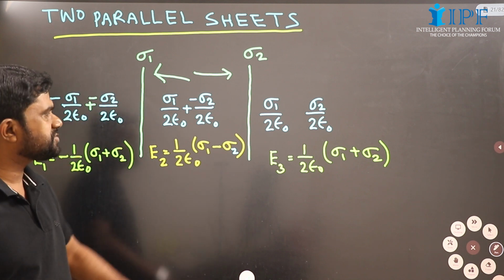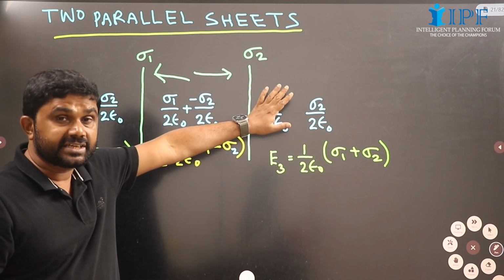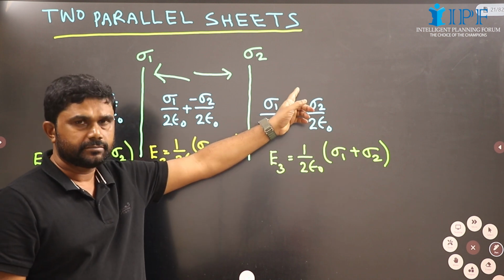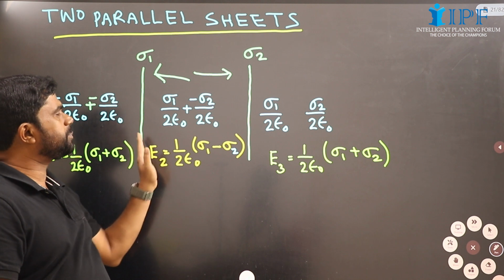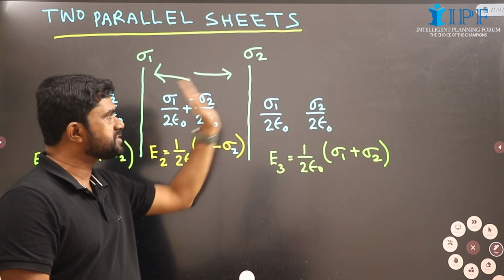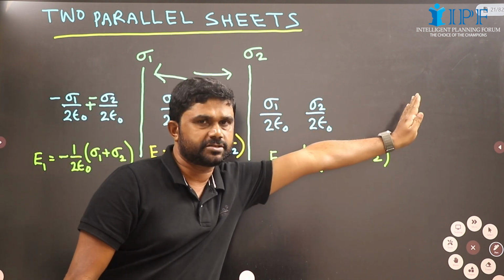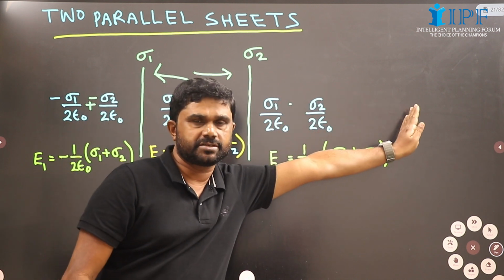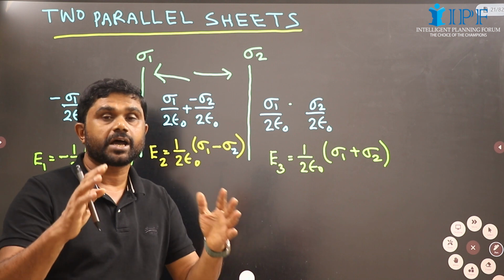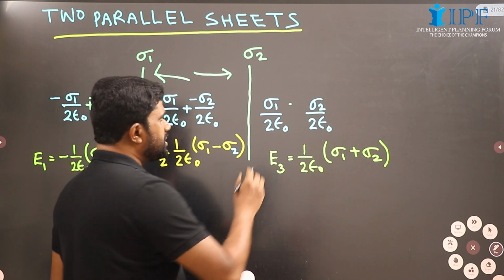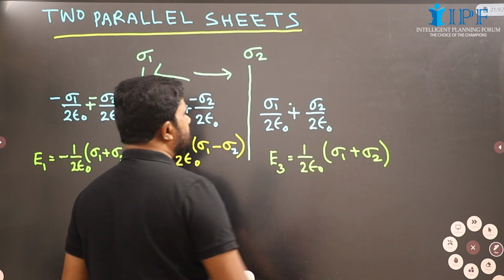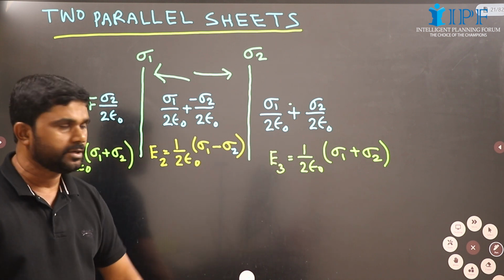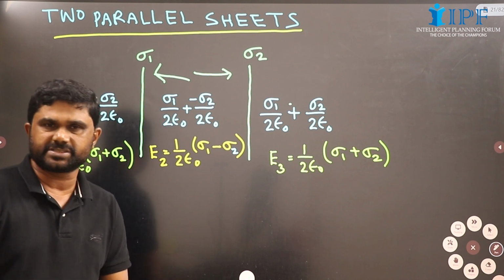Now let's find the resultant field intensity in the third region. Again we have to keep a test charge here. It will be repelled by the first plate, meaning the field due to the first plate in this region will be towards right. The field due to the second plate in this region also will be towards right. Both the fields are positive. So the resultant field will be the sum of these two. Again we can take 1 by 2 epsilon 0 as common factor, so inside the bracket sigma 1 plus sigma 2.